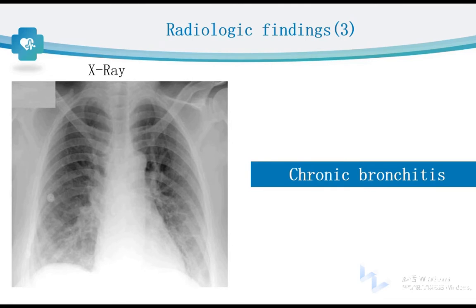And in this X-ray, we can find some unclear opacity with increasing density in both lower lungs. Those are the chronic bronchitis. But once the patient receives CT scan, maybe we can find pneumonia in both lungs.